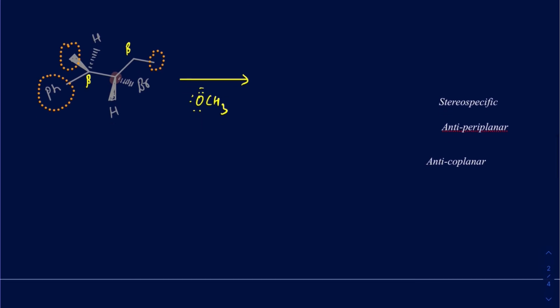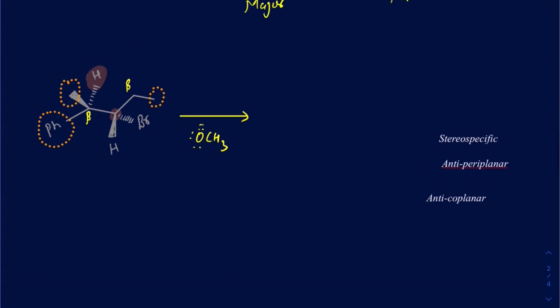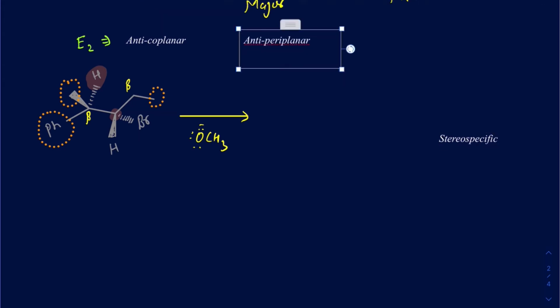Okay, let's say we are now focused on grabbing the proton on the left beta carbon, which is obviously this proton here. But this proton right there and this bromine are both going back into the page. So this is called syn periplanar, and your E2 mechanism has to be something called anti-coplanar, or the other name for that, anti-periplanar. So E2 needs to be anti-coplanar, and the other name for that is anti-periplanar.